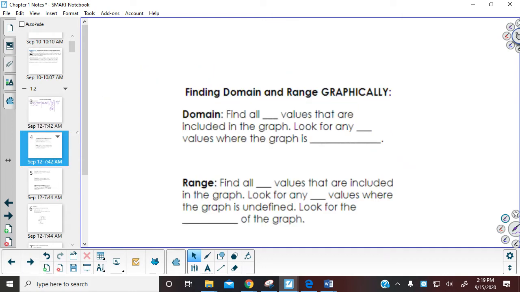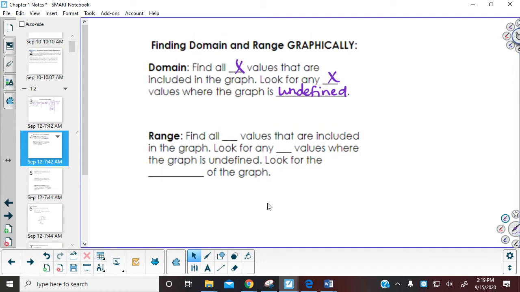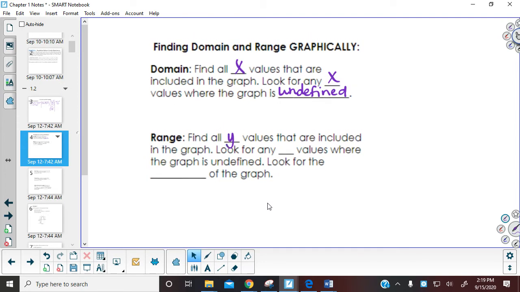So as far as some fill-ins are concerned, finding the domain and range graphically. Your domain is just going to be all the x values that are included in the graph. The first thing that you want to look for is any x values where the graph is undefined. Okay. In terms of your range, it is all of your y values that are included in the graph, and you want to look for any y values where the graph is undefined. You also want to look for what's called the extrema. You guys have seen that before already, meaning your maxes and mins. So you want to look for any extrema of both functions.